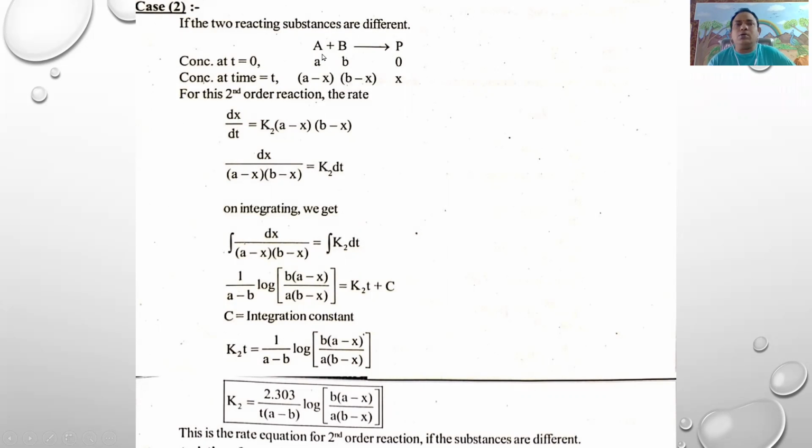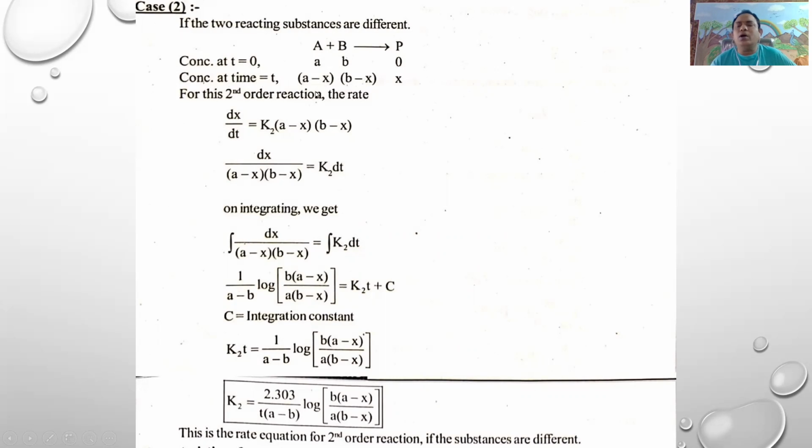Initially, the concentration of reactant A is small a, and the initial concentration of reactant B is small b moles per liter. When t equals 0, the product concentration P equals 0. But when the reaction has been going on for t seconds, we obtain x moles per liter of product. At that time, the concentrations of the reactants are a minus x and b minus x.